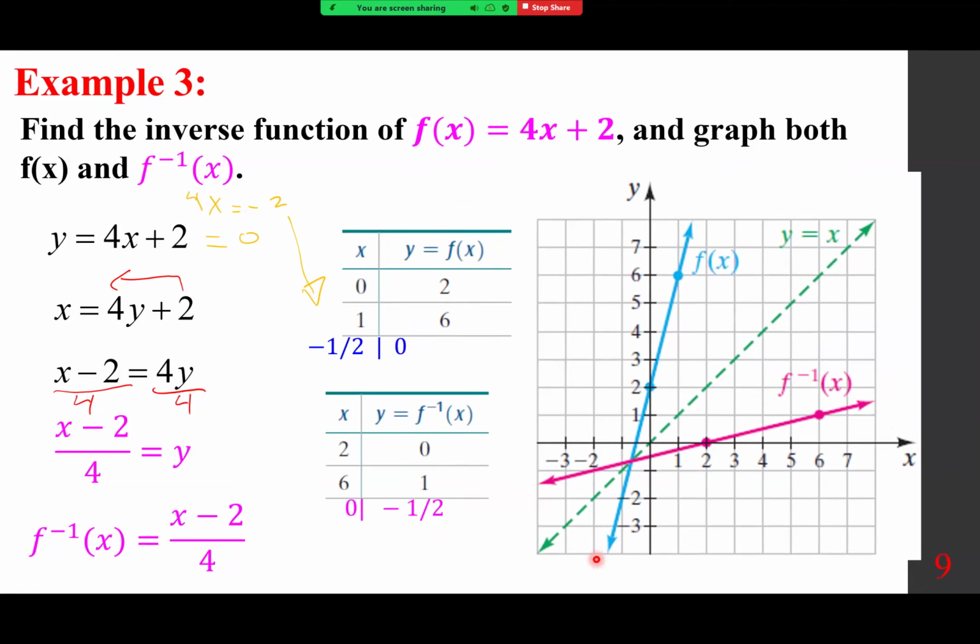So this is y equals f of x, f of x equals 4x plus 2, or y equals f of x. This is y, or f inverse of x equals x minus 2 over 4, and here's the line y equals x, which shows clearly the two lines are inverse functions because they are symmetric with respect to the given line.